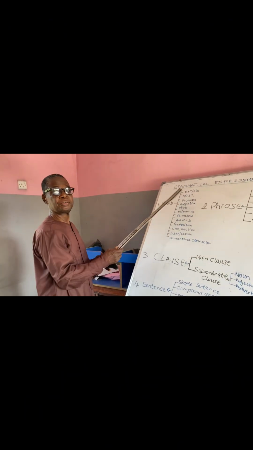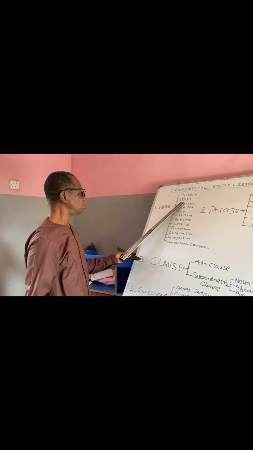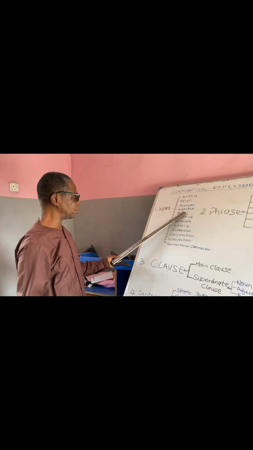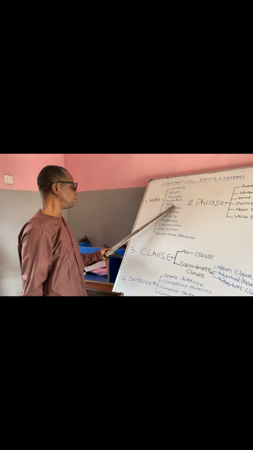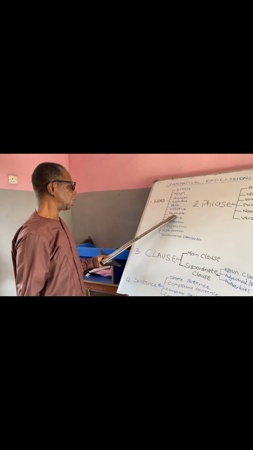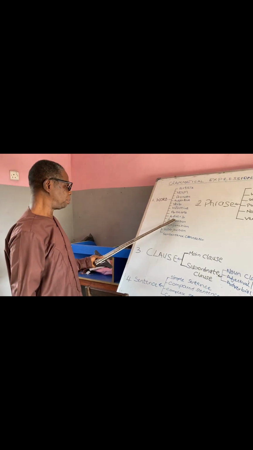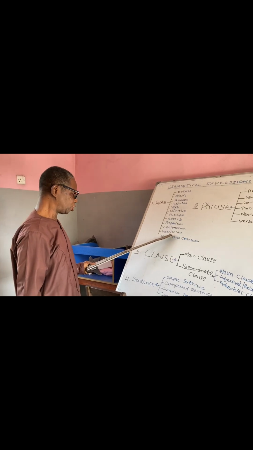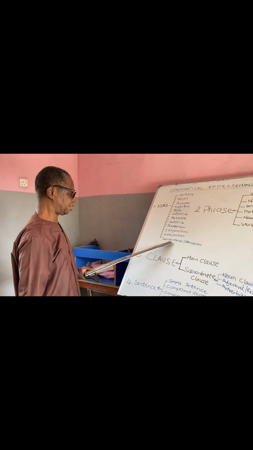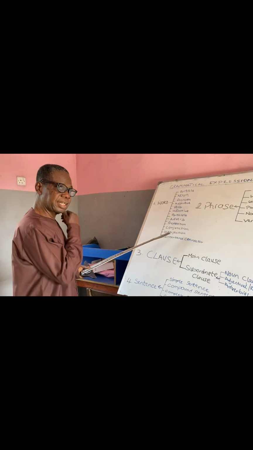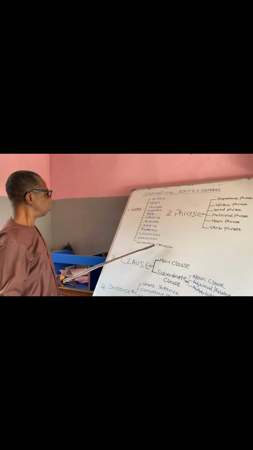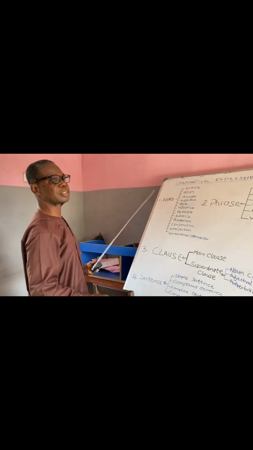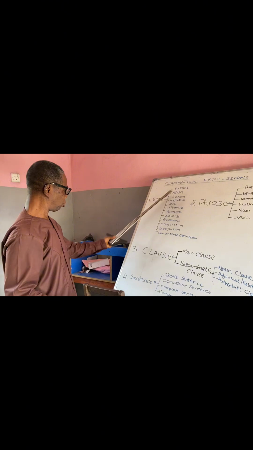Could be an article, a noun, a pronoun, an adjective, a verb, an infinitive, a participle, an adverb, a preposition, a conjunction, an interjection, or a sentence connector. So, if it is more than one word, it's no longer a word, and can no longer be any of these.